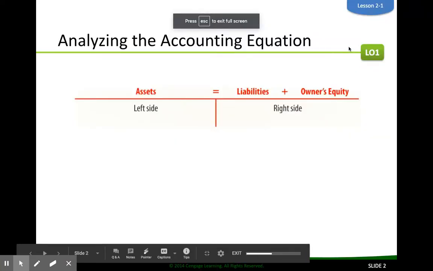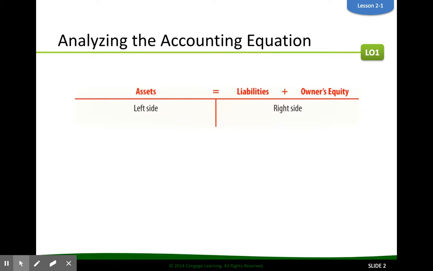So you might recognize this next slide. This is very similar to what we saw in Chapter 1. We have assets equal liabilities plus owner's equity. Assets are on the left side of the equation. Owner's equity and liabilities are on the right side. Also notice this T here. So we're going to talk about that often.